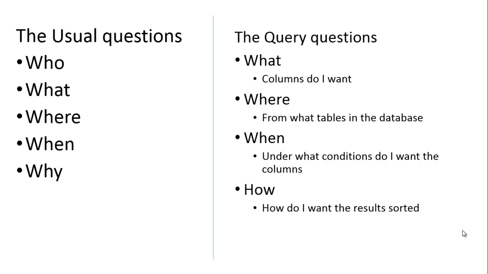What, where, when, and how. What columns do I want? Remember, a column is like a column in Excel. It's one piece of information, one attribute of information. So what columns am I looking for?